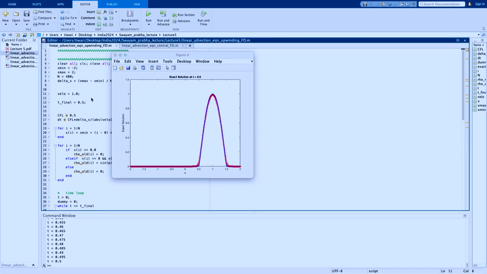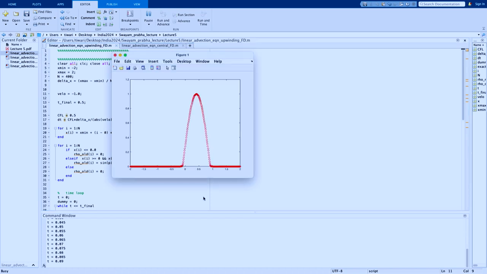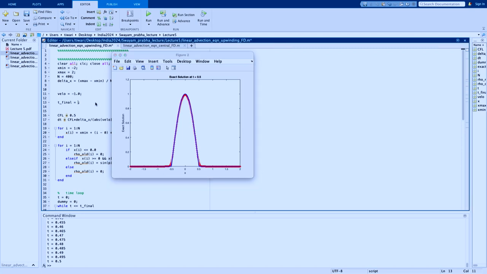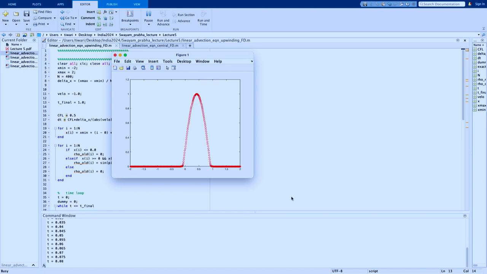Now let us see what happens with negative velocity. I put a minus, and it should automatically capture the phenomenon. Now it should move to the left. So it is going to the left side, and at the final time we get the exact and numerical solution. Now let us increase the time a little bit longer. I take the final time as 1.0, so it should run longer. 0.5 was a little bit short.